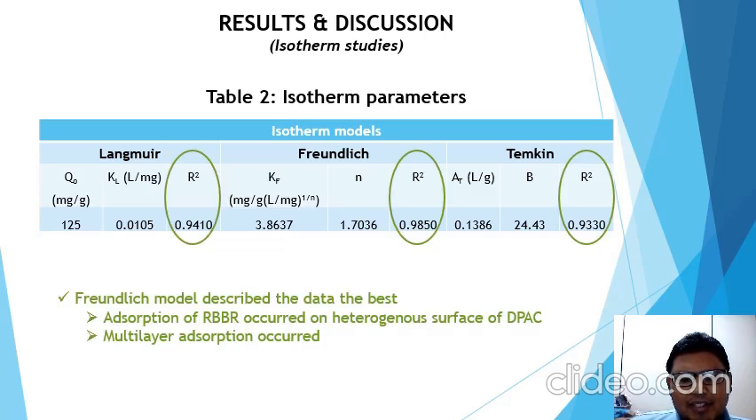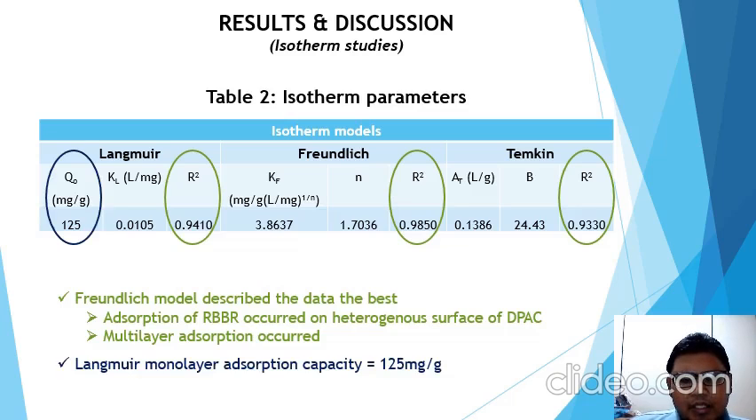And from the comparison, the Freundlich model describes the data the best due to the highest R-squared value it gave, which is 0.9850. This indicates that the adsorption of RBBR occurred on the heterogeneous surface of DPAC and multilayer adsorption occurred. The Langmuir monolayer adsorption capacity was found to be 125 mg per gram.